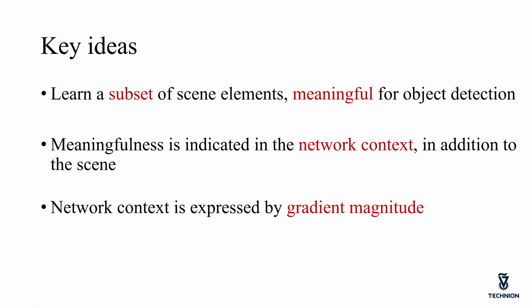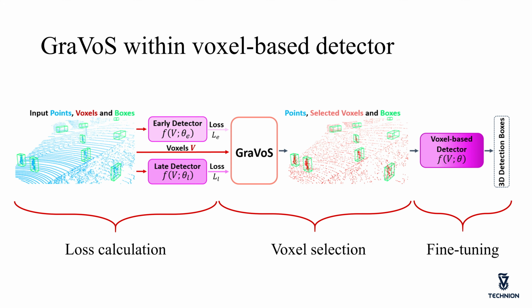The goal is to select the meaningful voxels and to remove the less meaningful ones from the scene, in a manner that addresses the 2 imbalance challenges. Meaningfulness is indicated by the magnitude of the gradients, as the gradients encapsulate information regarding the detector's success. Selecting the voxels with high magnitudes puts more emphasis on the voxels that determine the locations of the objects. These key ideas are realized in GraVoS, as follows.